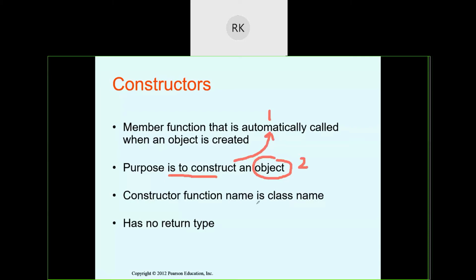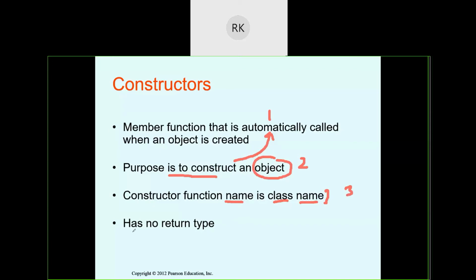Third property of a constructor is that the constructor, which is a member function, will have the same name as the class. For example, if the class has the name rectangle, then the constructor will also have the name rectangle. So the class name and the constructor name will be the same. This is the third property of a constructor.